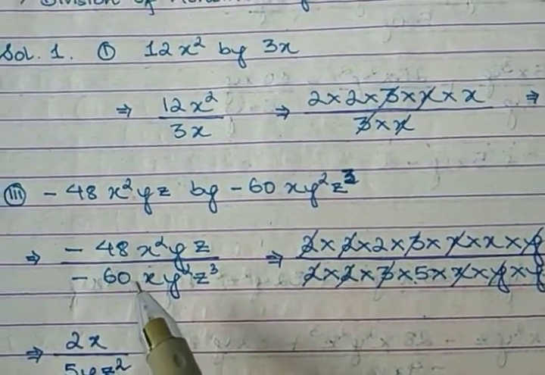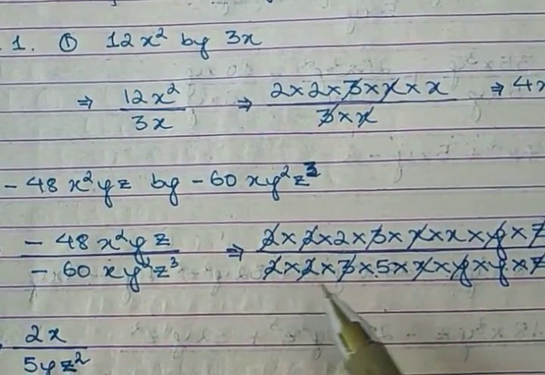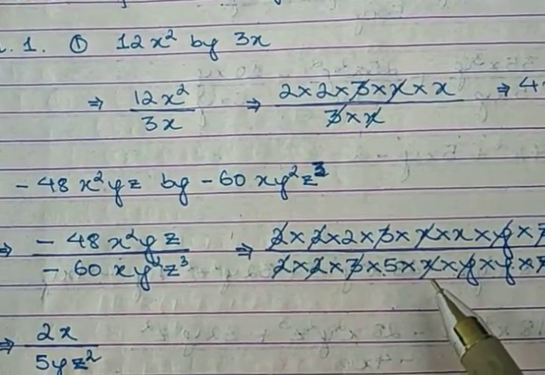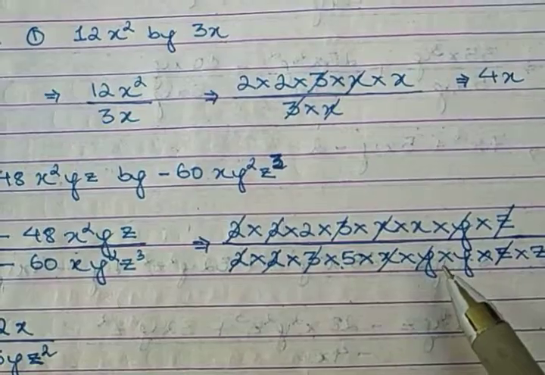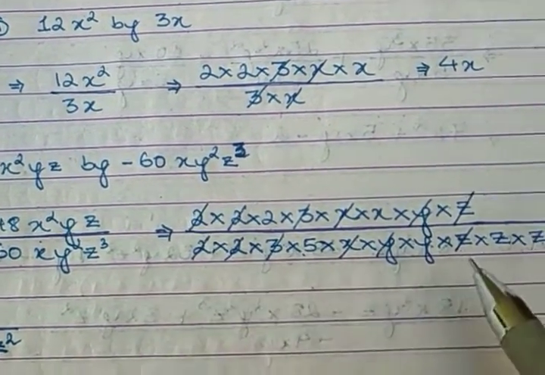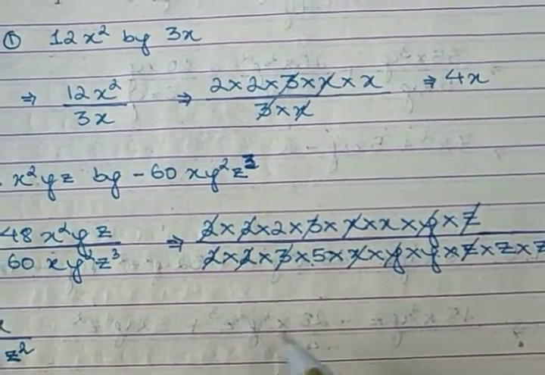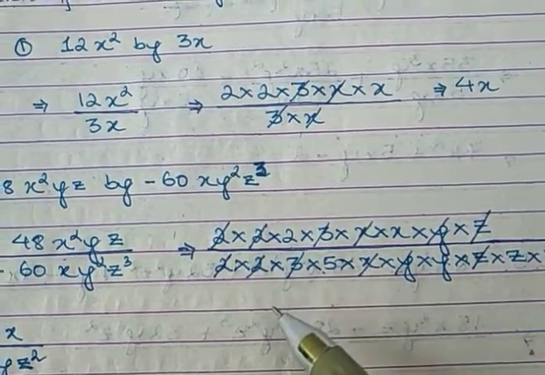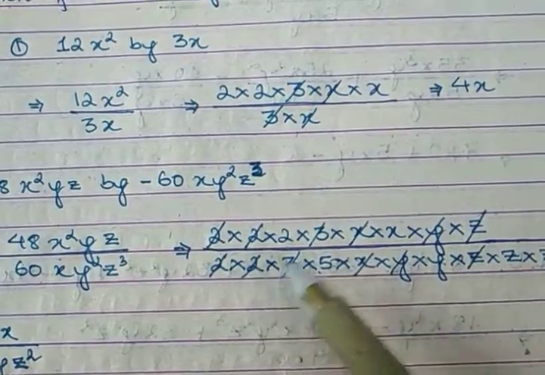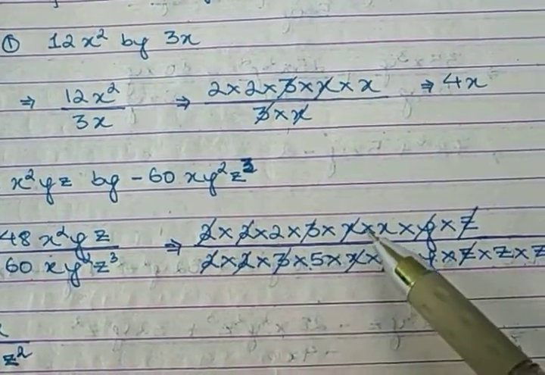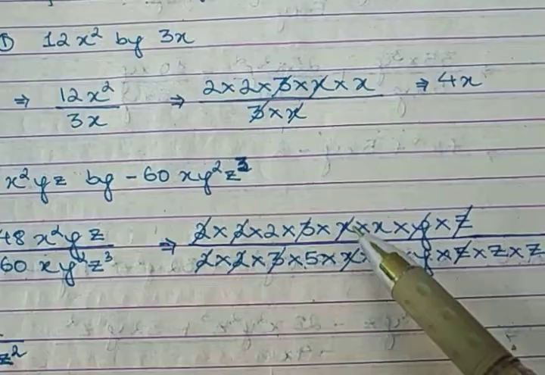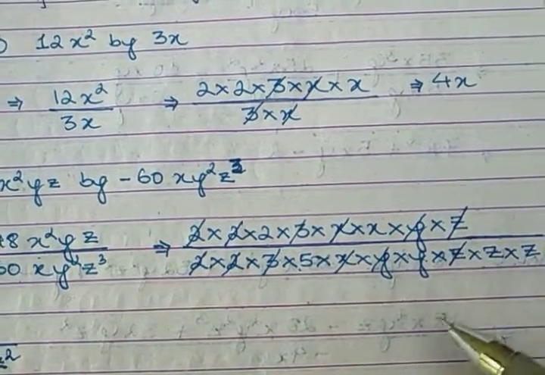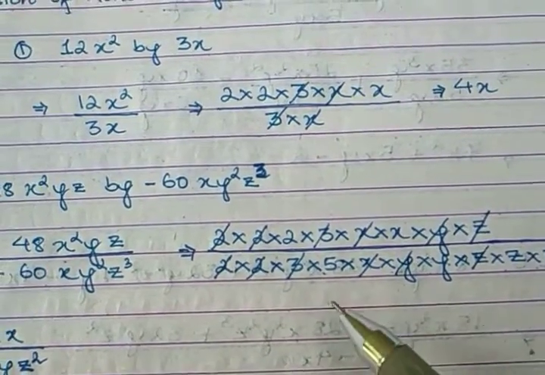Similarly, for the denominator part, for 60 I have taken the prime factors of 60 and expressed it in prime factors. x, just one power, so x as it is. y squared, so y into y. z cubed, so z into z into z. Now what happened here again? All the cancellation part: 2 by 2, 2 by 2, 3 by 3, we have cancelled the terms. Similarly, we can cancel the variables as well. x divided by x got cancelled, y divided by y got cancelled, and z divided by z got cancelled.